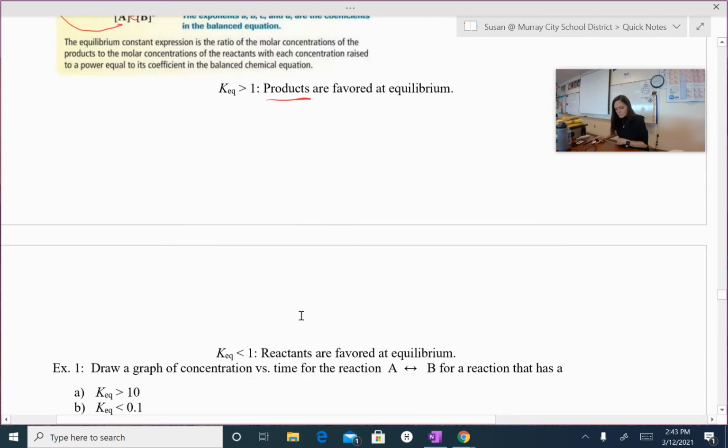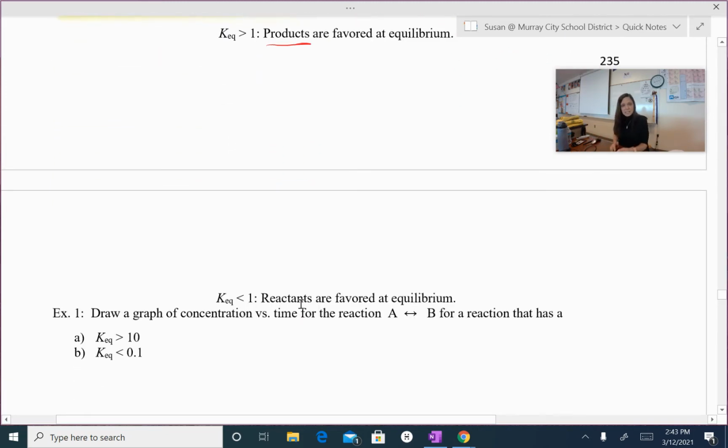Okay? If our equilibrium constant is less than 1, that means we don't make very many products. That means our ratio of products over reactants is very small. That means we have more reactants than we have products. So reactants are favored at that equilibrium. So we really don't get very far in making our products for that kind of a reaction.